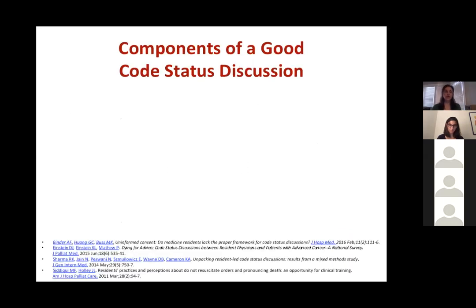Moving on, after you start this conversation, I just want to spend a minute and talk about what should actually be the content of your conversation. What information do you need to cover when you have a code status discussion?